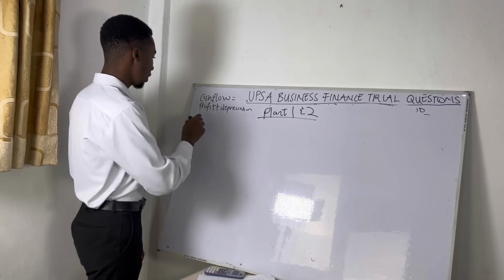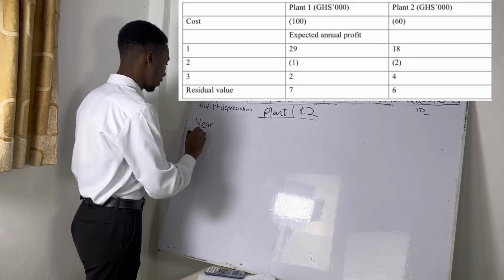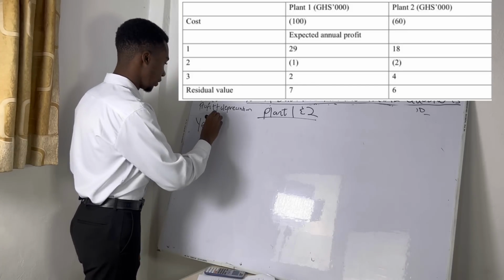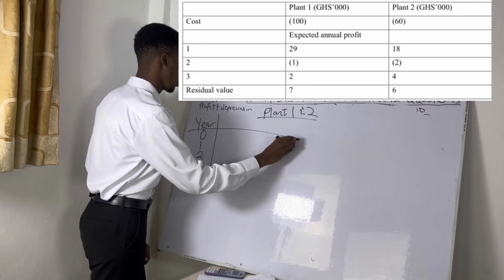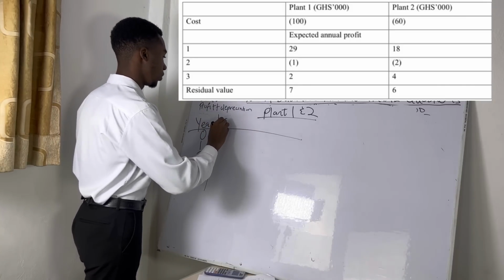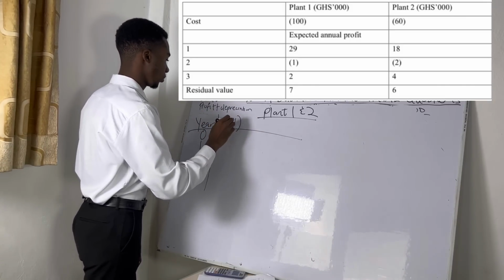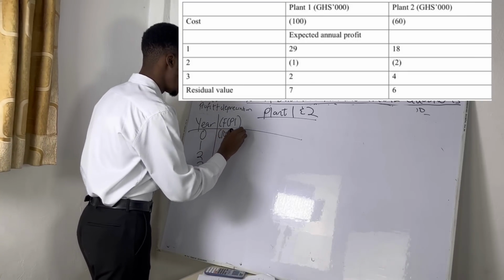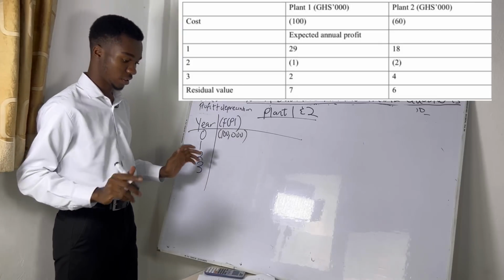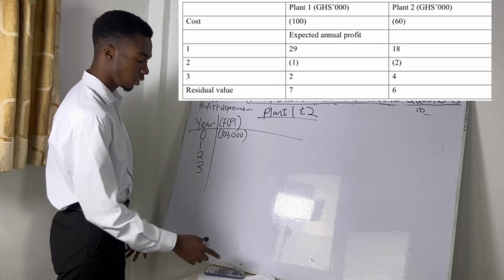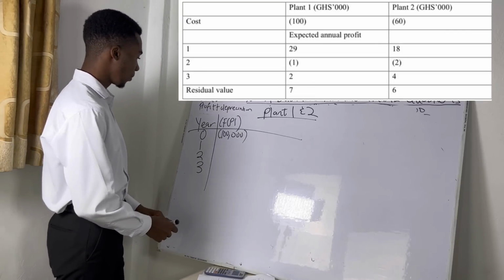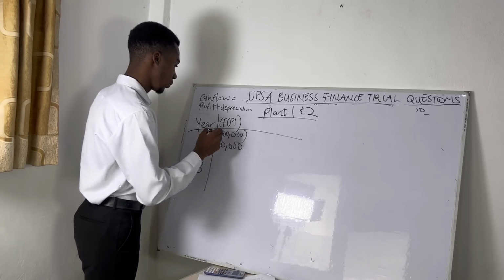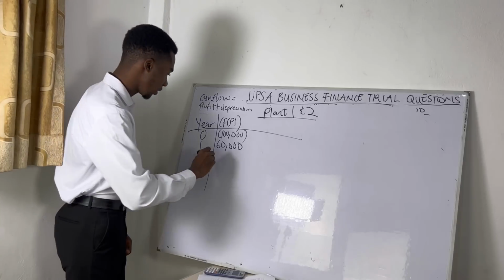So let's start with the year: 0, 1, 2, 3. Then we have the cash flow for plant 1. For that one, you invested 100,000 cedis. So when you see year 0, it represents how much you invested. You get it? It's even already stated in the question, so 100,000 cedis. Then year 1, we already calculated the cash flow. Year 1, we got 60,000 cedis, which we already calculated. Then year 2, we got 30,000 cedis.